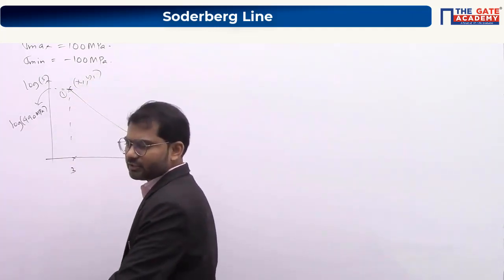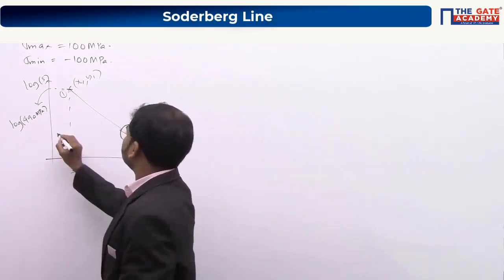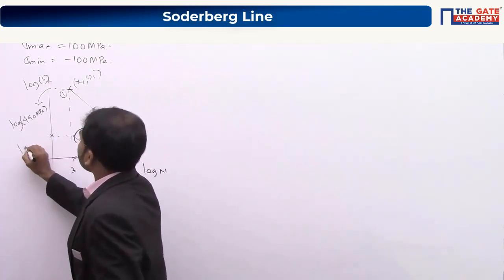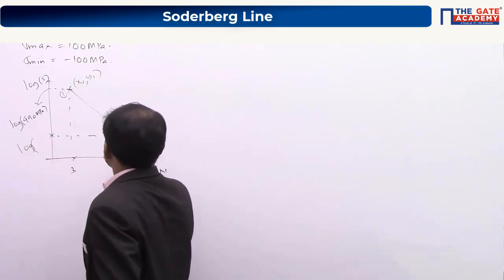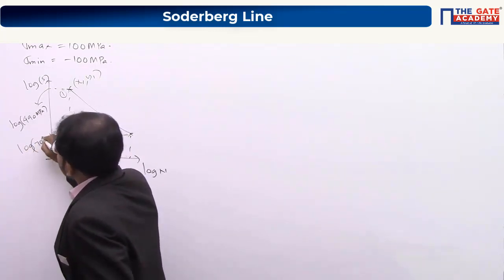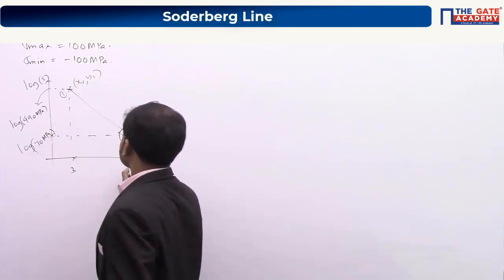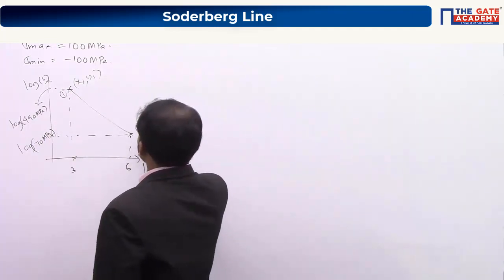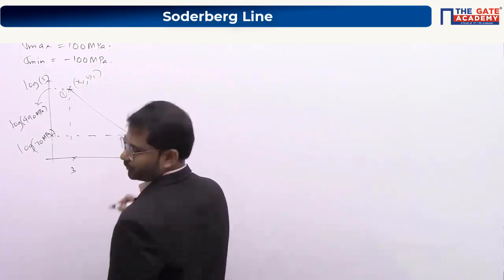and if the corrected endurance strength is 70 megapascal. So here, this one is 70 megapascal. So log of 70 megapascal. And this is nothing but 6. We know that for steel specimen it's going to be 6. So we know x2 value and also y2 value.